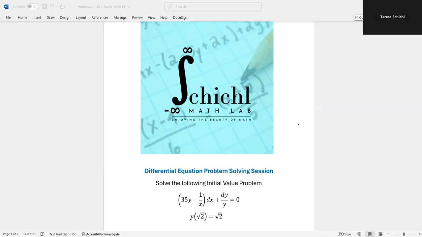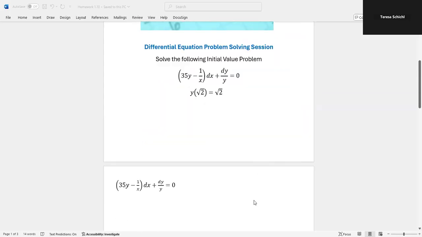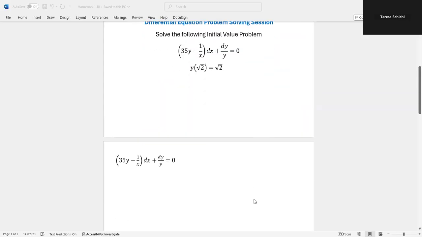So today, this is the problem we're going to solve. It's 35y minus 1 over x dx plus dy over y equal to 0, okay? With the initial condition y of the square root of 2 equal to the square root of 2. Okay, so let's first take a look.